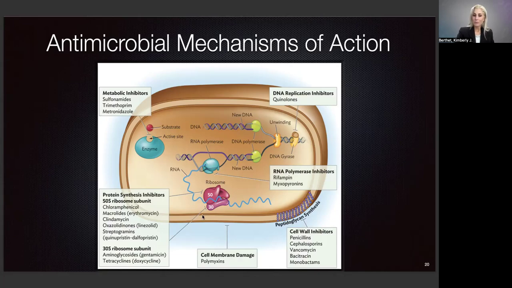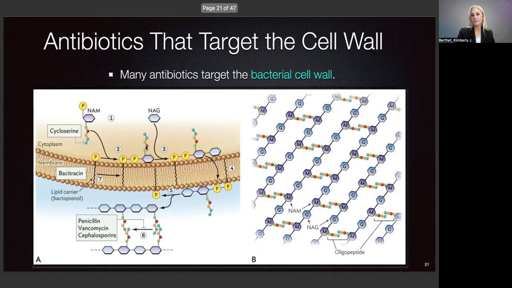Not only do we have that, we have cell membrane damage. So if we think of that phospholipid bilayer, we can actually break it down. We'll look into that in just a bit. And then we have metabolic inhibitors. So all the metabolic reactions that allow the cell to survive, we can prevent some of them from occurring that are different from our metabolic reactions.